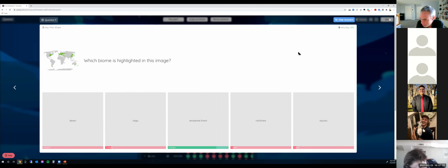biome. Which is an example of an aquatic biome? So aquatic biomes are divided into two types. So aquatic can be either freshwater or marine. So any kind of freshwater wetlands, for example, would be aquatic biomes. Ocean reefs are aquatic biomes. Anything that's basically submerged underwater is an aquatic biome. Okay.